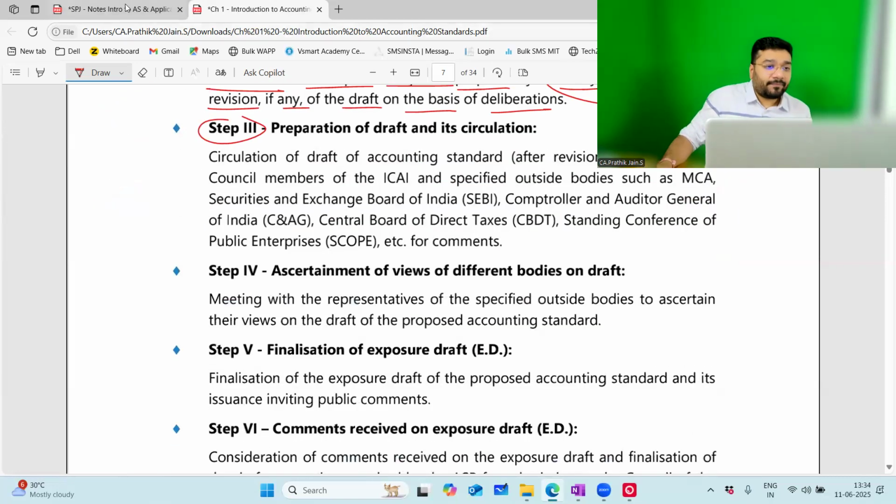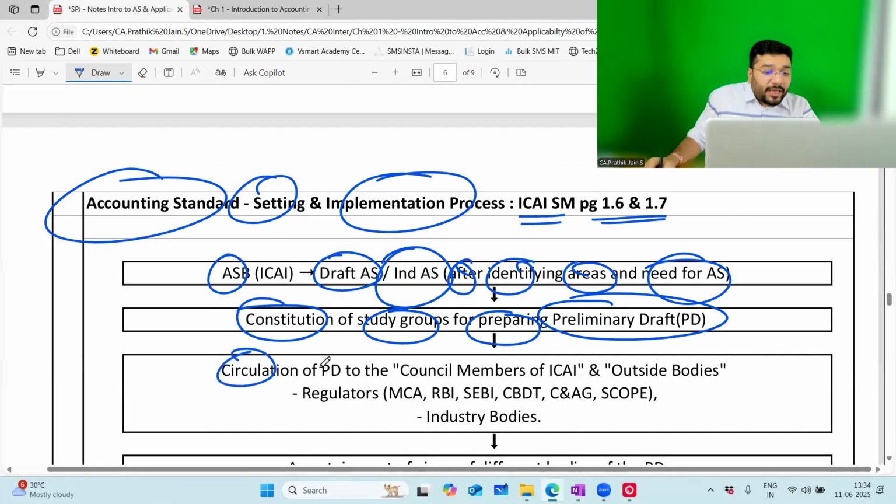Step 3: circulation of the PD. PD stands for? Preliminary draft, to the council members of ICAI. Circulation of PD to the council members of ICAI. Council members of ICAI means internal members of ICAI. ASB is a part of ICAI. So first we will forward this to whom? PD will be forwarded by ASB to the council members of ICAI.